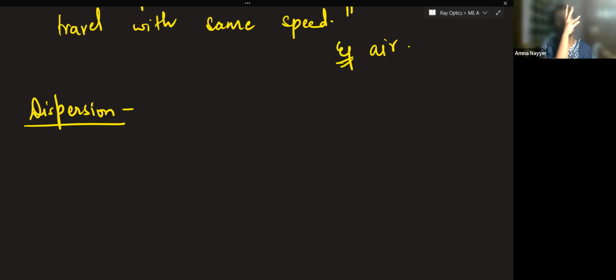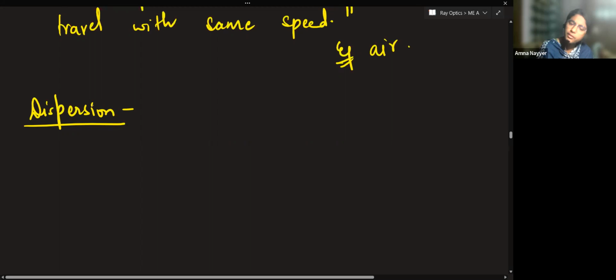So right now this white light is coming. All the 7 colors are traveling with the same speed here, here, and here. That's why I'm able to see this light as white. But if this light is passed through a glass, then all the 7 colors will not have the same speed. They'll have different speeds.